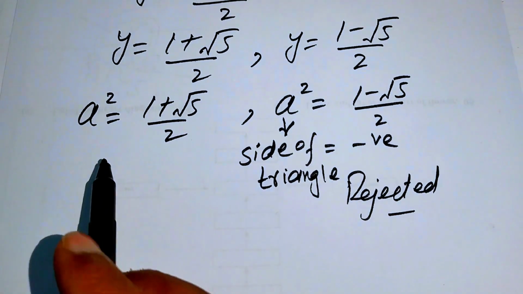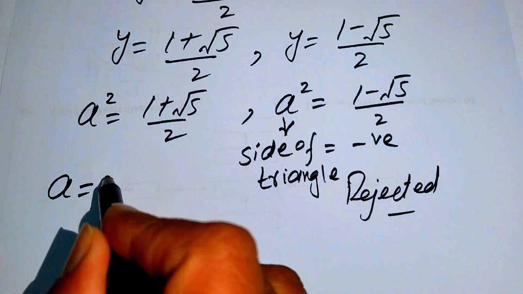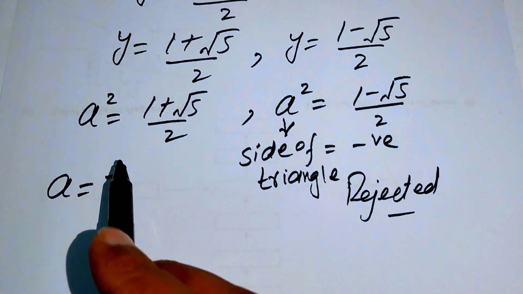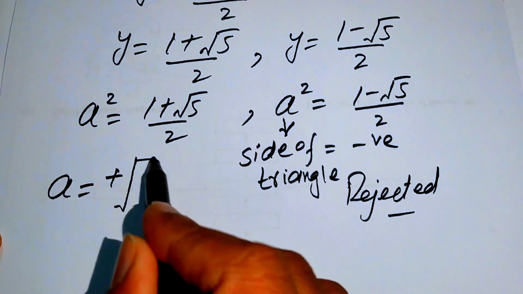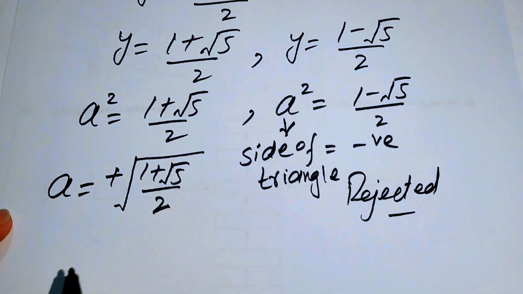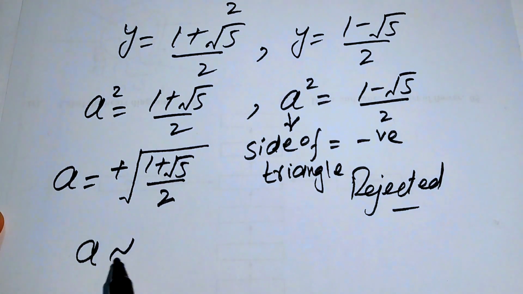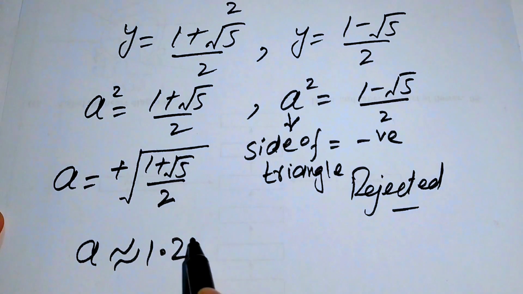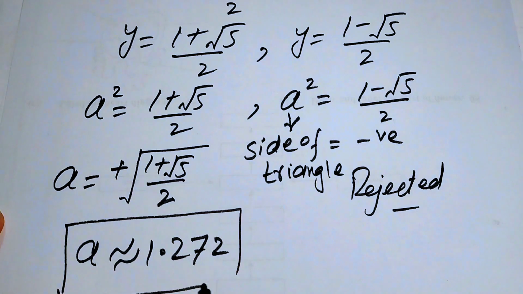And in this case we take the square root on both sides, and we get a equals, here we again choose the positive value and we neglect the negative value, and we get the square root of 1 plus square root of 5 over 2. So finally we get the approximate value of a as 1.272. So this is our final answer to this question.